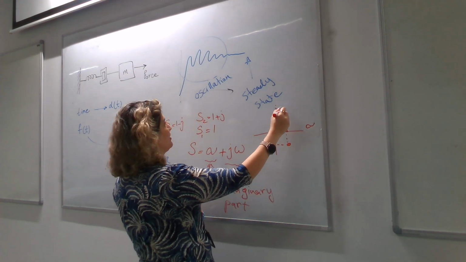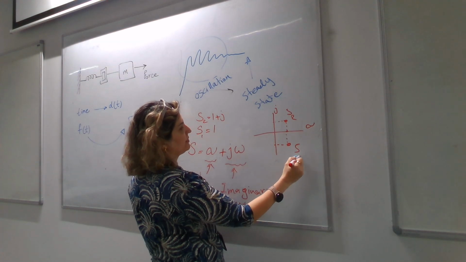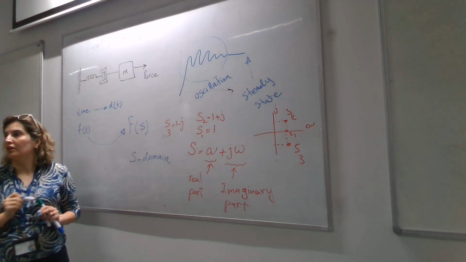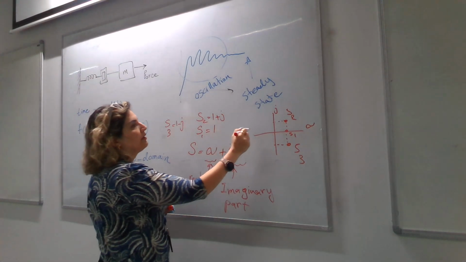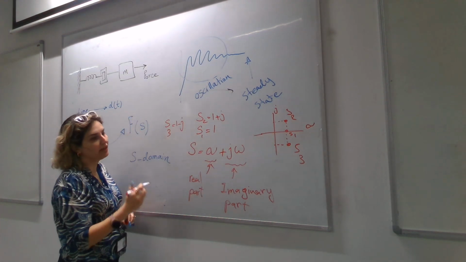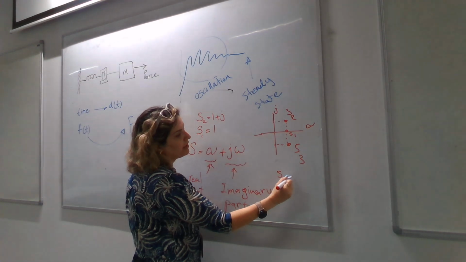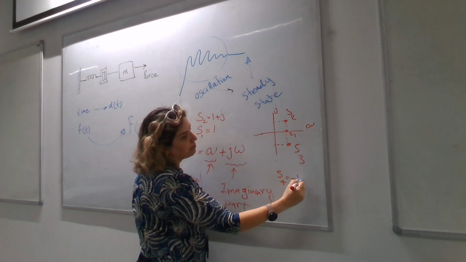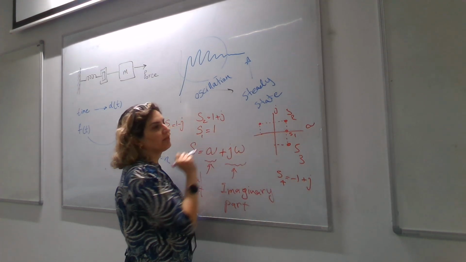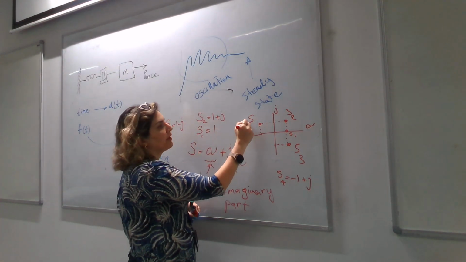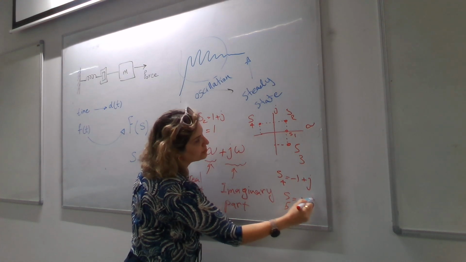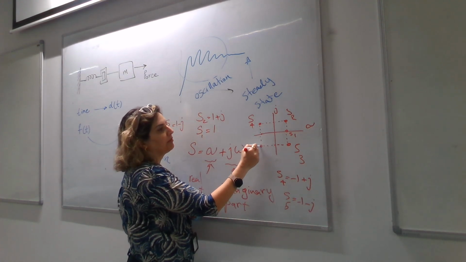So this will be S2, this will be S3, and that one is S1. We can also move to other sections. How can I move here if I have a negative value there? Let's say S4 is minus 1 plus j, I'm looking at somewhere on this side, and that will be my S4. And if I'm looking at minus 1 minus j, I'm looking at somewhere down here.